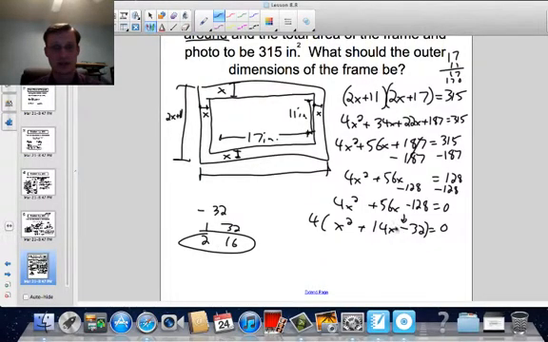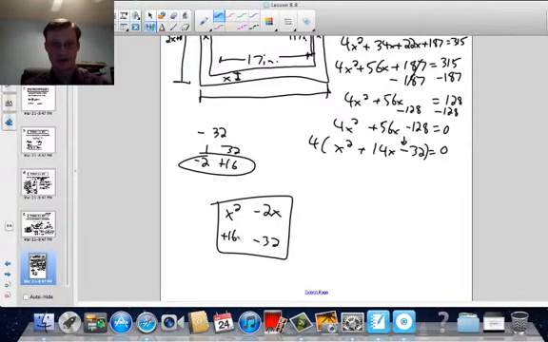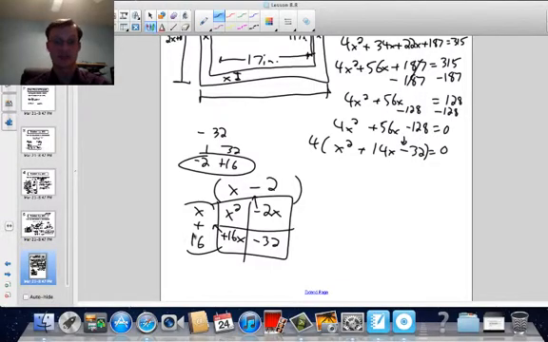They're different signs. The larger absolute value will get the positive. So that positive will go with the larger absolute value, and the 2 will get the negative. So now we're going to factor with the box method. X squared, negative 32, negative 2x, positive 16x. Because this is negative, this is a subtraction. Because this is positive, this is positive. Looking vertically, we have x, vertically 2, horizontally x, horizontally 16. So we have 4 onto x minus 2 onto x plus 16 equals 0.